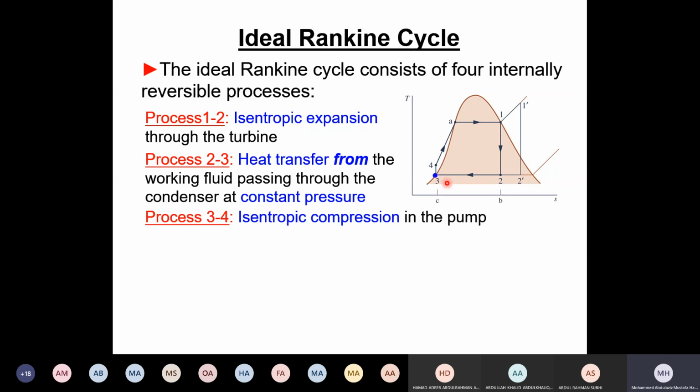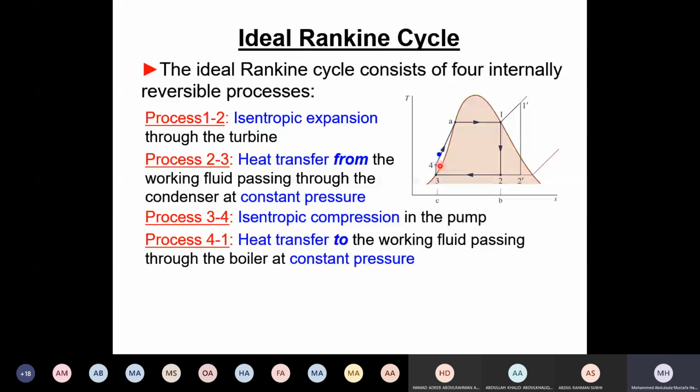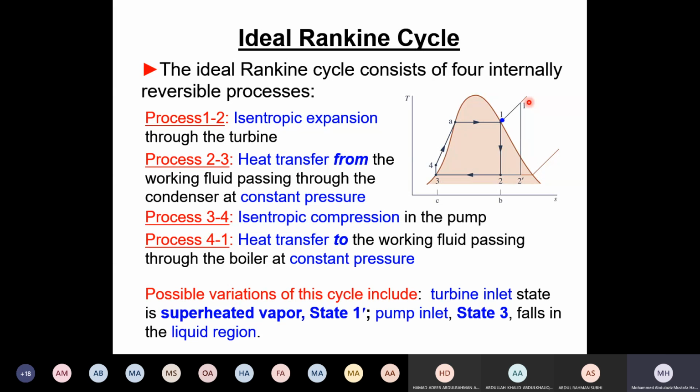Then we have 3 to 4, which is pumping. So this is pumping liquid here. It is a liquid, so this is why we call it a pump. It's pumped from 3 to 4. And then the last step is in the boiler. In the boiler, it is heated from 4 to 1, and the cycle continues like that.